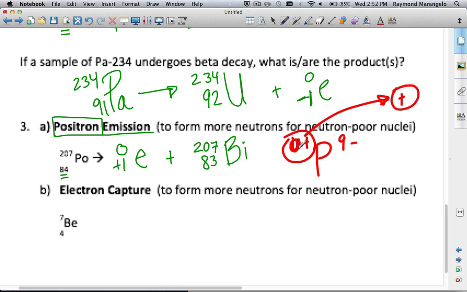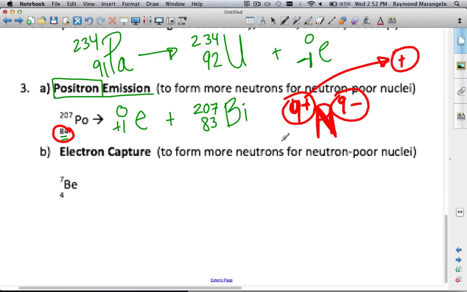So now it has 9 positive charges and 9 negative charges. Now it's balanced. So it's not positive, it is neutral, and it becomes a neutron. And that is where the other proton went.